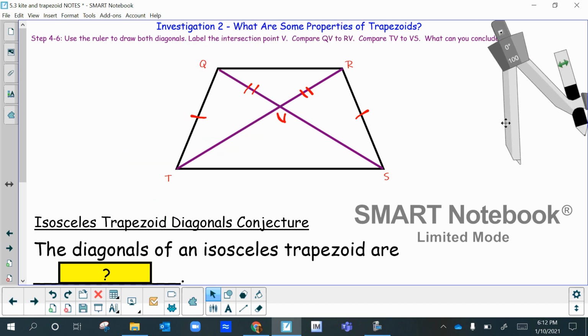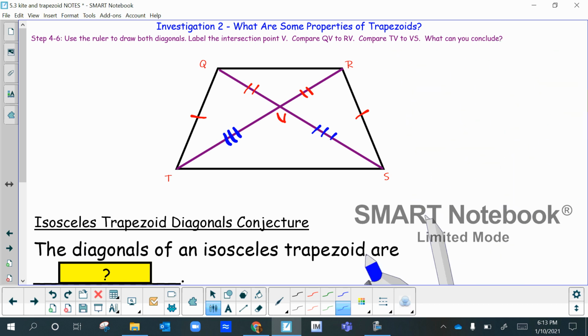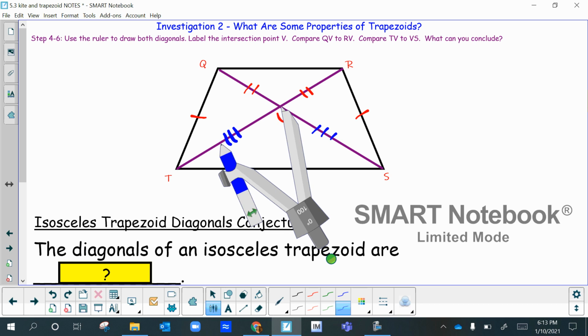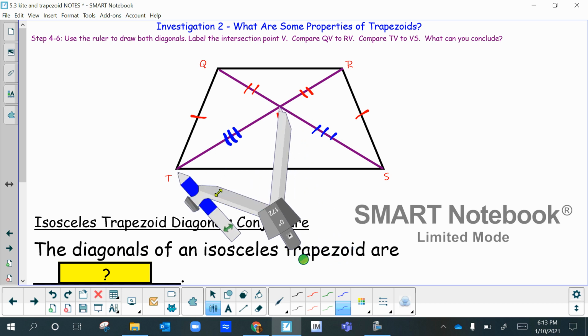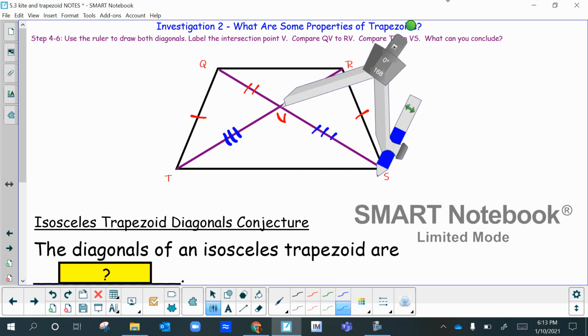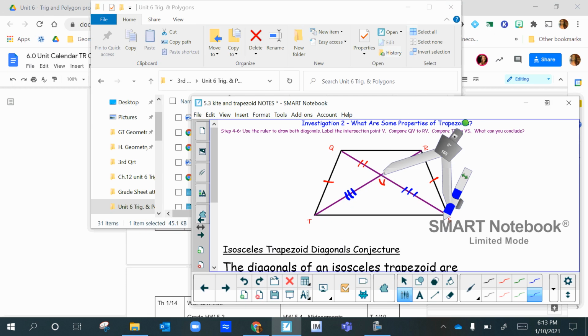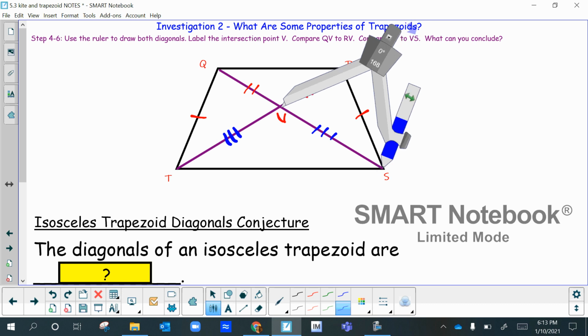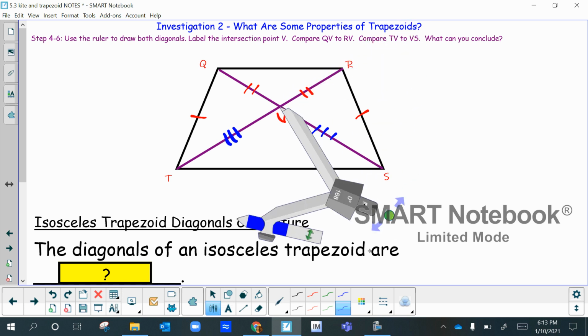Okay, so then it says compare TV to VS. That one's going to be the same as that one as well. Okay, again, you can check with your compass just to be sure. Measure from there all the way to T, and then swing it around this way. Looks like it's going to go right through it. There we go, right on the money.